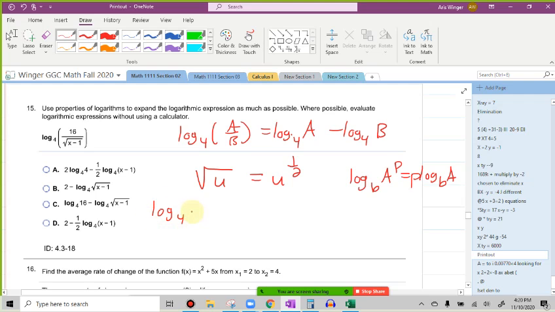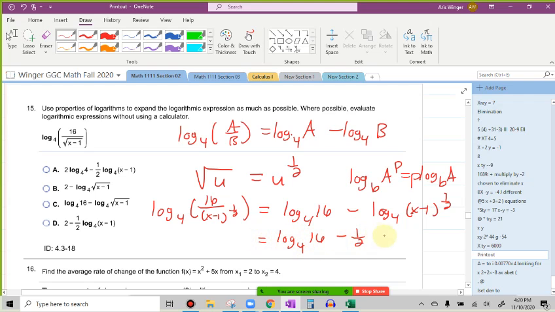Log base 4 of 16 over the square root of x minus 1, which is the x minus 1 to the 1/2, is equal to log base 4 of 16 minus log base 4 of x minus 1 to the 1/2. Of course, we can bring that 1/2 power in front, and we're almost ready once we realize that we should know what log base 4 of 16 is. It's the power we raise 4 to get 16. That is 2. D.